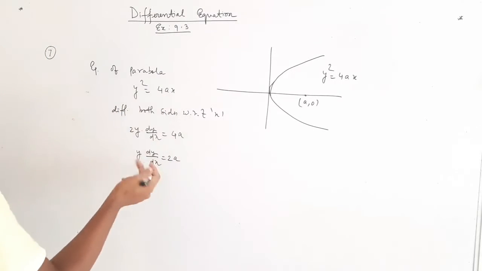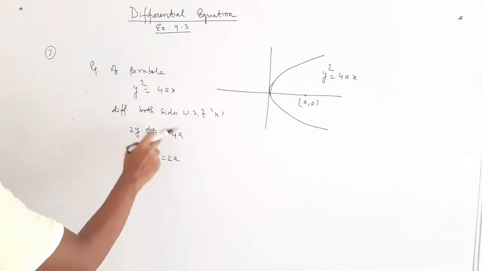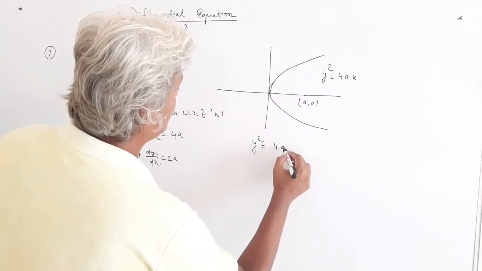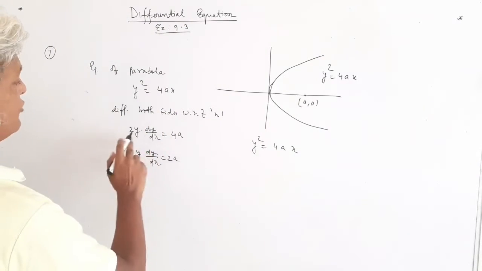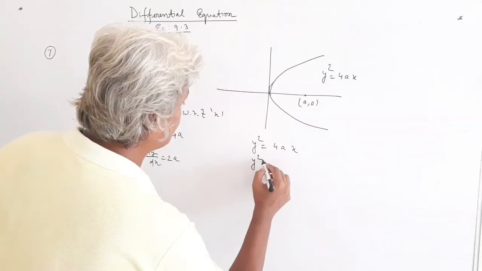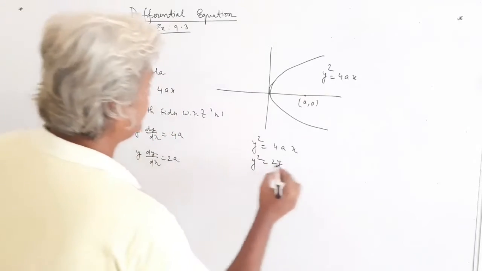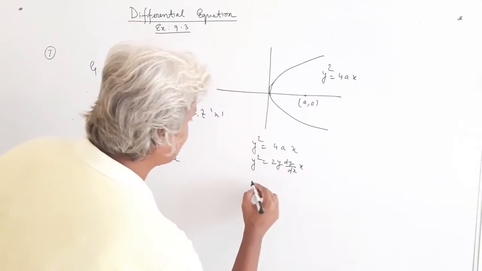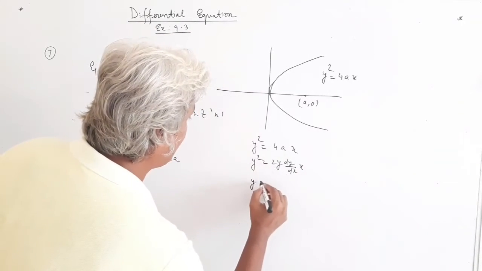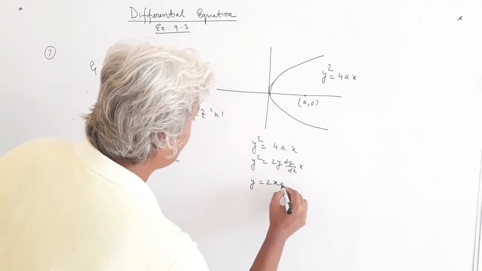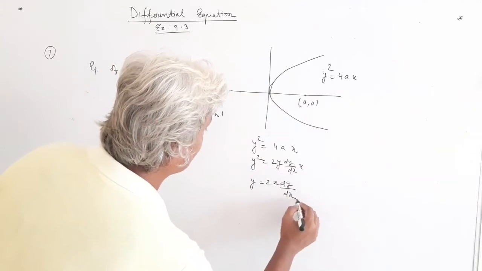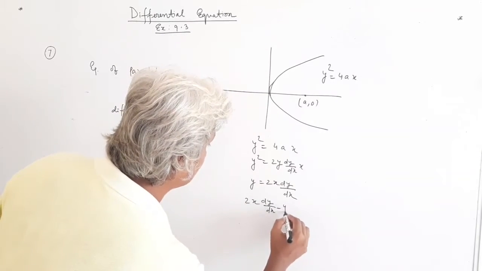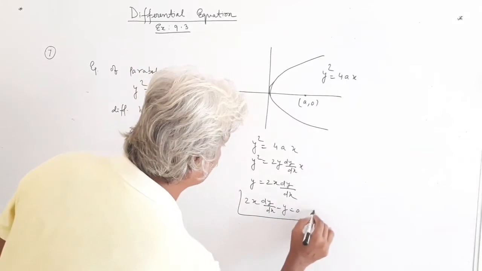Now here also, in the place of 4a, I can directly write this much. The a will be eliminated. Since we already have y² = 4ax, in the place of 4a you write 2y dy/dx. So this becomes y² = 2y dy/dx times x. One y gets cancelled, then you are left with y = 2x dy/dx, or you can write 2x dy/dx − y = 0. This is your answer.